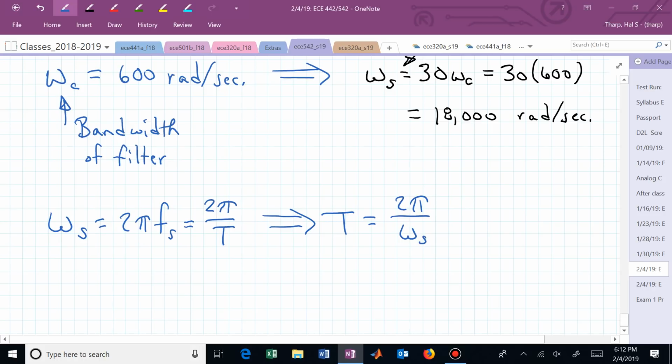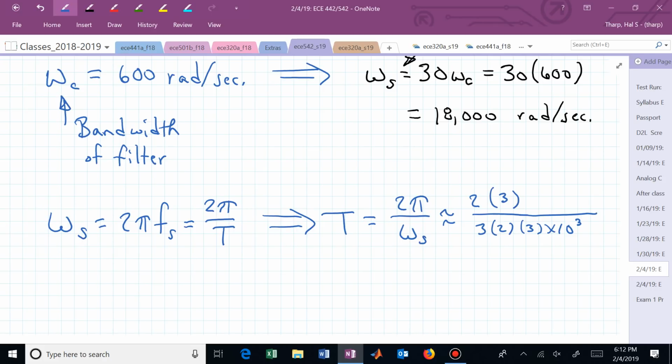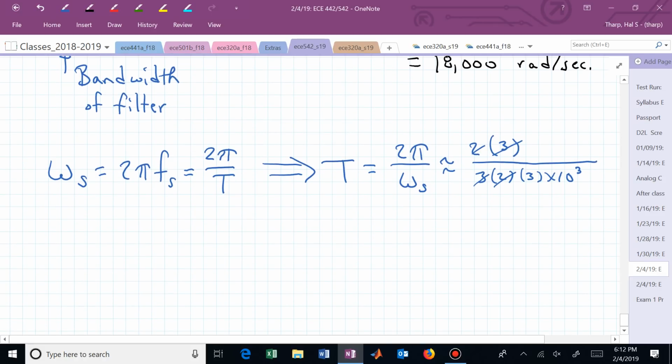And if we approximate that, we can make pi a little bit smaller. Making T smaller is always erring in the correct direction. So if we now just said, let's just approximate pi with 3, over omega sub s, how do we want to do this? Over 2 times... is that right? Or not? Omega sub s was 18,000, so we can cancel some of these pieces. And T now becomes 1 over 3 times 10 to the minus 3, or that's 0.333 times 10 to the minus 3 seconds per sample.